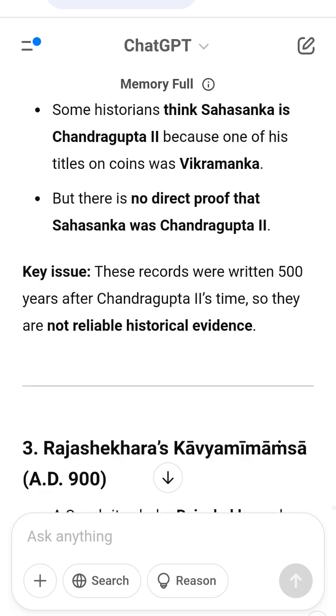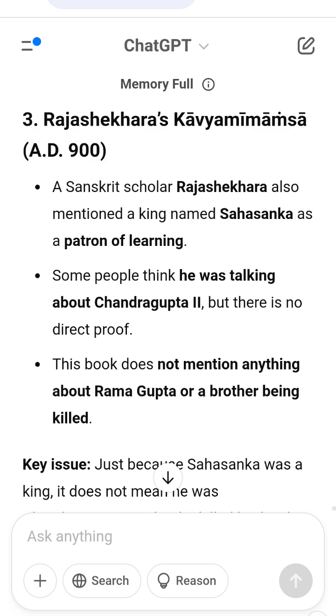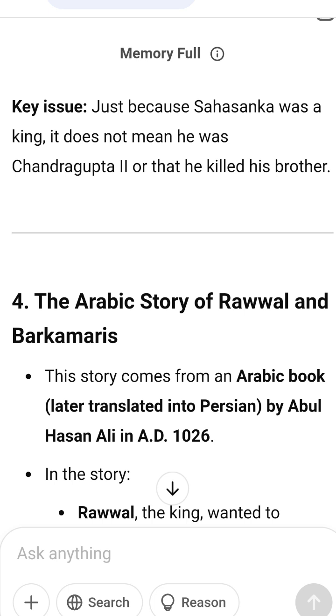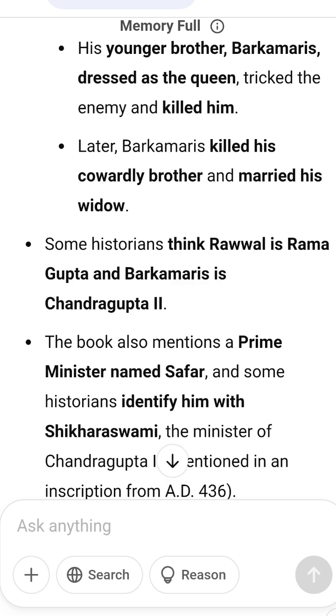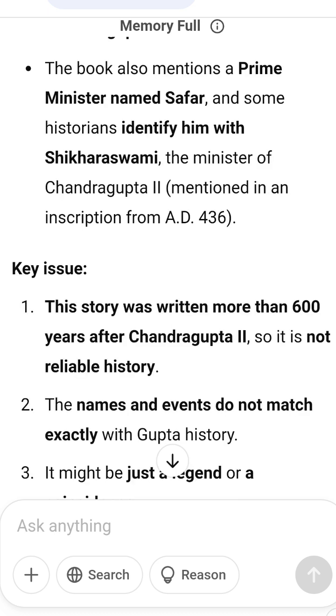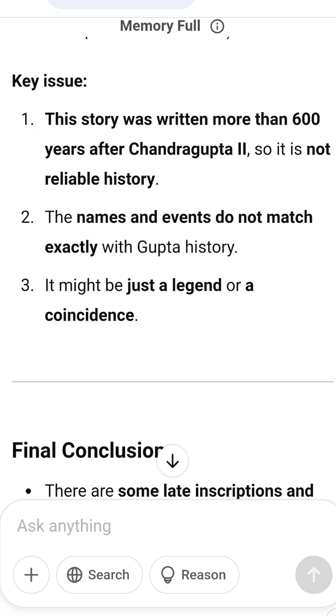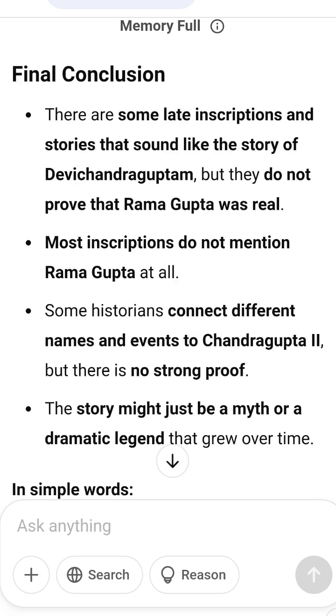Final conclusion: there are some late inscriptions and stories that sound like the story of Devi Chandraguptam, but they do not prove that Ramagupta was real. Most inscriptions do not mention Ramagupta at all. Some historians connect different names and events to Chandragupta II, but there is no strong proof. The story might just be a myth or a dramatic legend that grew over time. In simple words, there are many stories, but no real evidence that Ramagupta was ever a king. Historians still debate this, but most do not accept him as an official Gupta ruler.